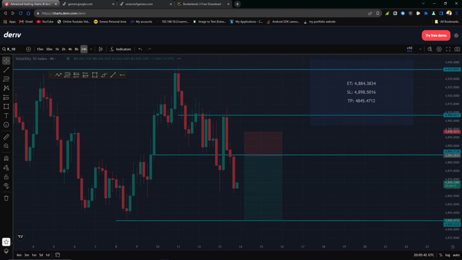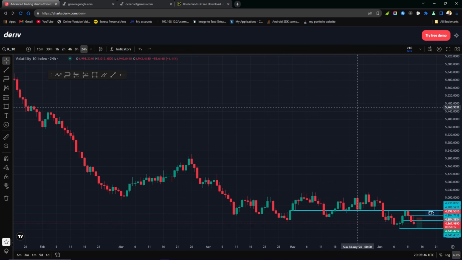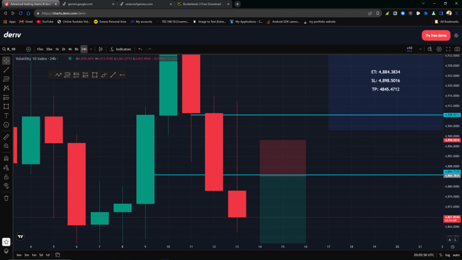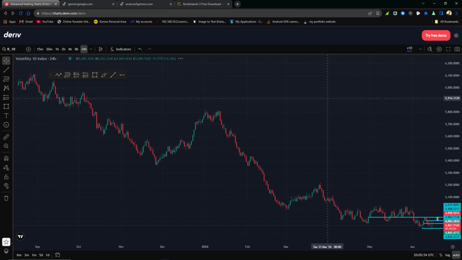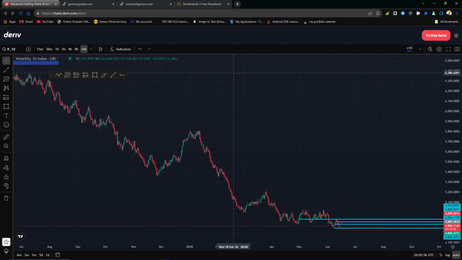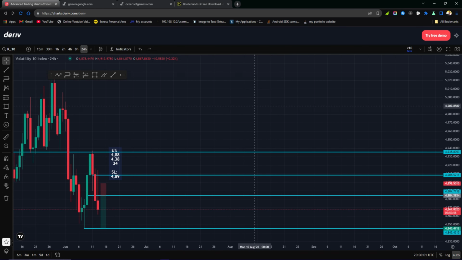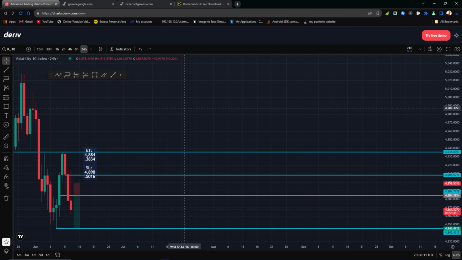Okay, so on the 24 hours, in the morning I made an analysis. I did a live analysis of this particular pair, and I said that I was going to sell V10 in the morning because, as you can see, V10 has been on a downtrend for a very long time, and it will not make any sense to try to buy V10 index. So what we should be doing now is looking for opportunities to sell. So this is on the daily time frame.